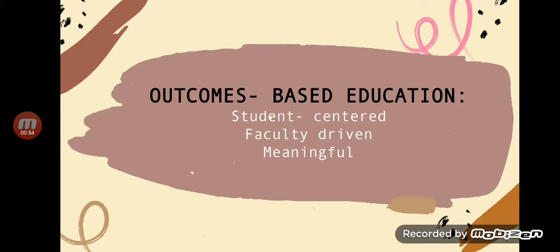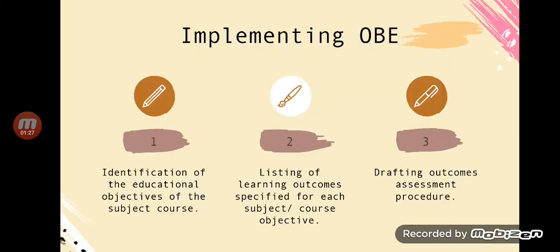And how come it became meaningful? Meaningful because this OBE will provide us the data that will serve as guide to the teacher in making valid and continuing improvement in instruction and even the assessment activities. So always bear in mind, the outcomes-based education has three important characteristics: student-centered, faculty-driven, and meaningful.